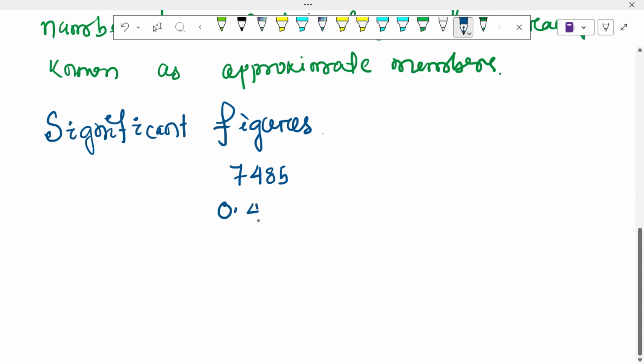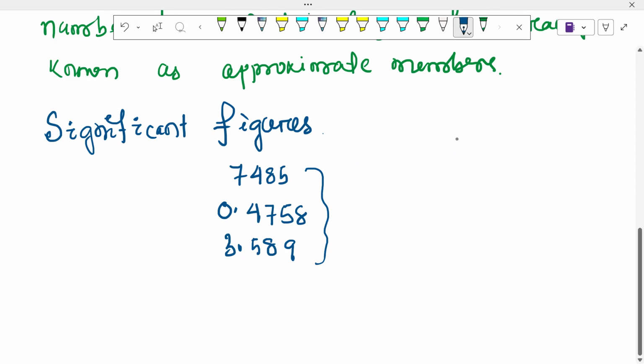0.4758 is also a significant number. 3.589, these are the significant numbers. They contain 4 significant figures, 3 significant figures. Then a number like 0.00386 is also called a significant number, right?